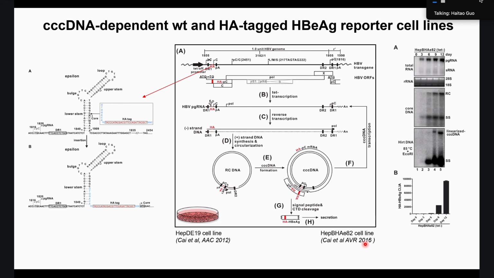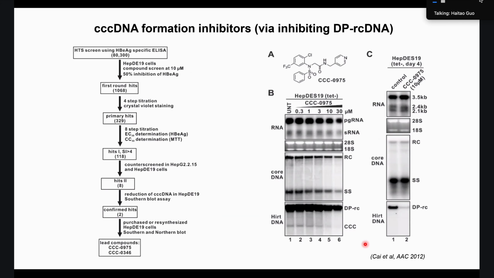And this just gives you the validation of this system by the old school Southern blot, Northern blot, and cccDNA. Using this system, which is the first generation, HepD19 cells, we have identified a compound that can inhibit cccDNA formation, which we treated at the same time as we induced HBV replication and cccDNA formation. So this scored as a cccDNA formation inhibitor. Presumably, this will reduce cccDNA by reducing the DP-rcDNA intermediates.